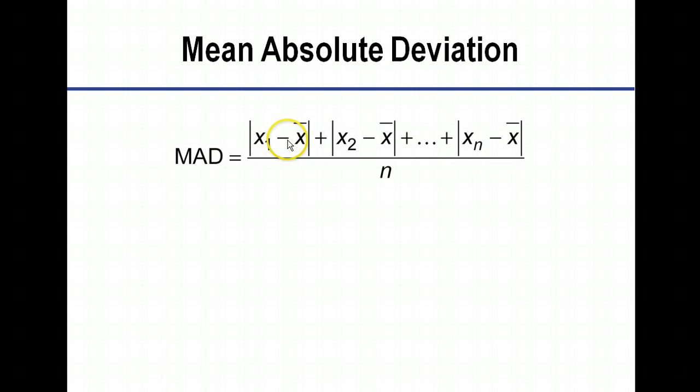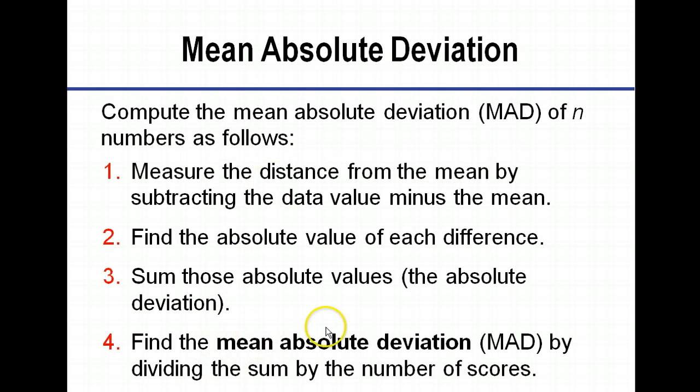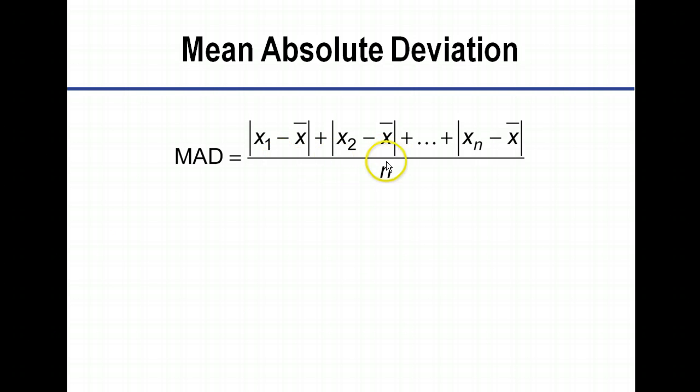Okay, so that's not yet the mean absolute deviation because you haven't yet divided by n. Just the numerator living up here is just the absolute deviation, just adding up all of the absolute values. The last step is to find the mean absolute deviation, which is dividing by the number of scores. And that's the division by n here. So the mean absolute deviation is constructed by this formula.